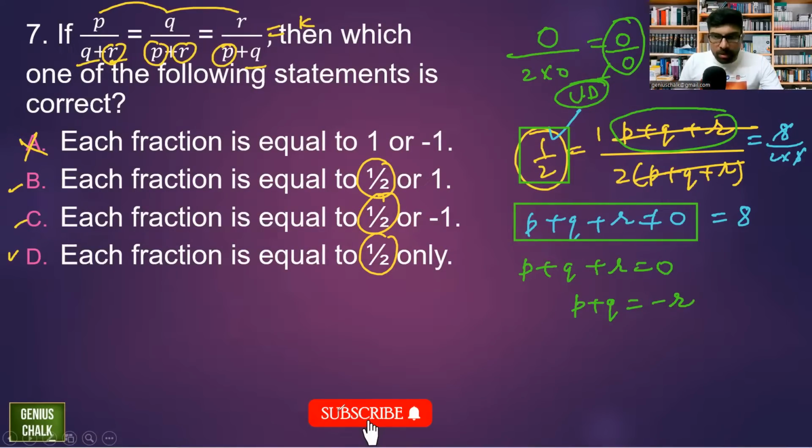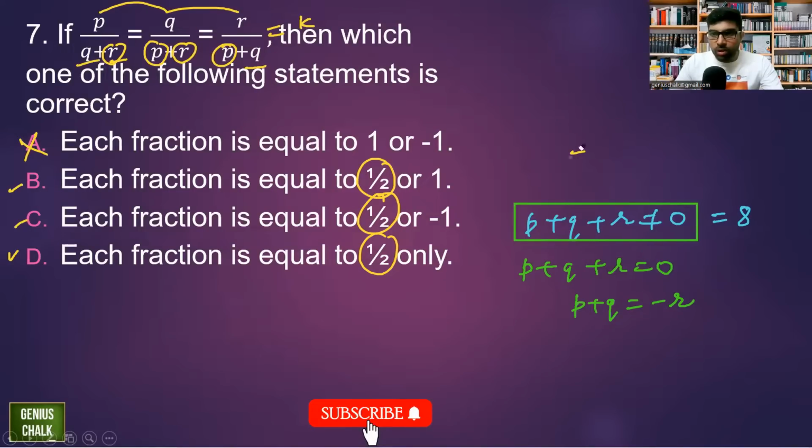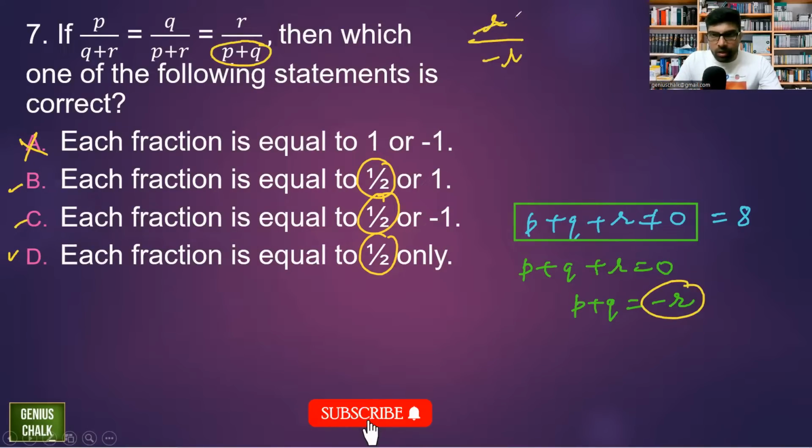So now I'll try to give you the clue for this. Half is clear, but if I have the 0 by 0 form, then I have to have another option. So P plus Q is minus R. Now let's try to place it here. Where is P plus Q in the question? P plus Q is here. So it is R by minus R. So what are you getting? You are getting minus 1, right?